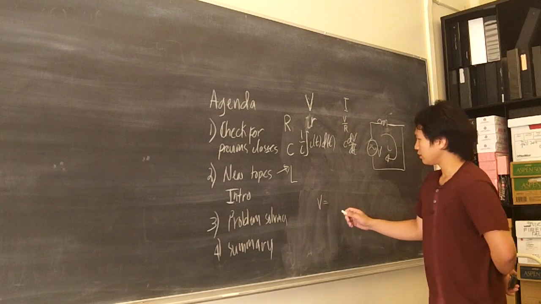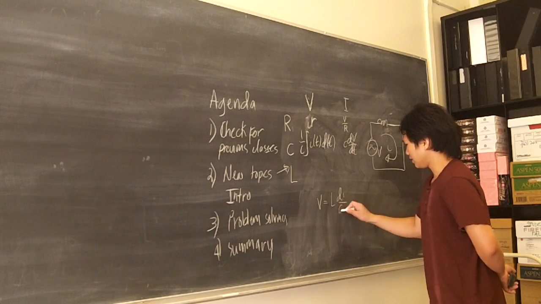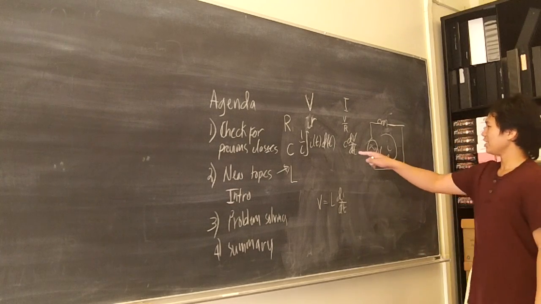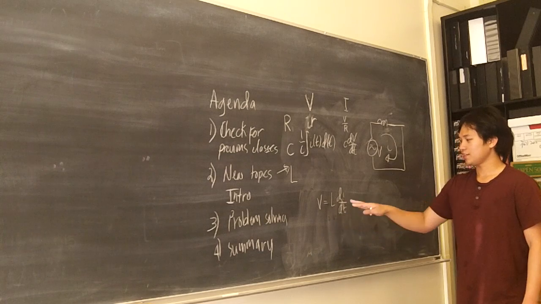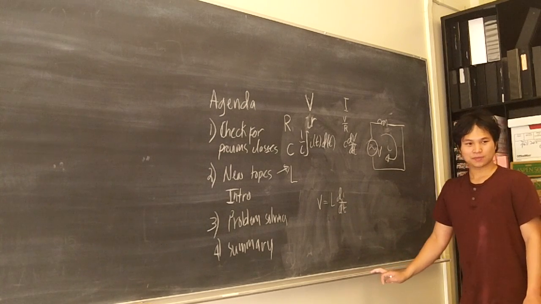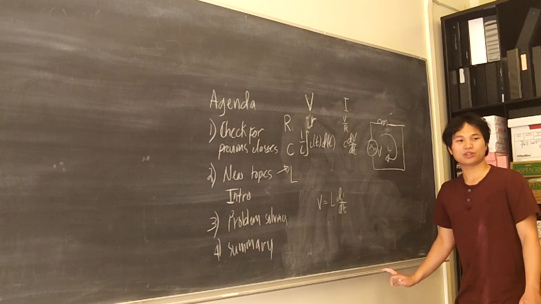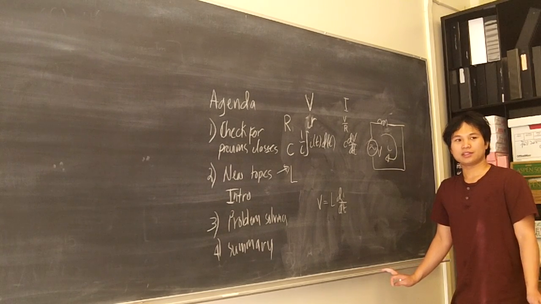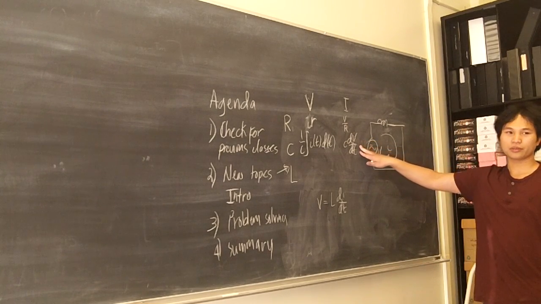For inductance, voltage is equal to L di/dt. For capacitance, you say C dV/dt. For inductance, you say L di/dt. Just remember those two. So your L will be followed by di/dt, and your C will be followed by dV/dt.